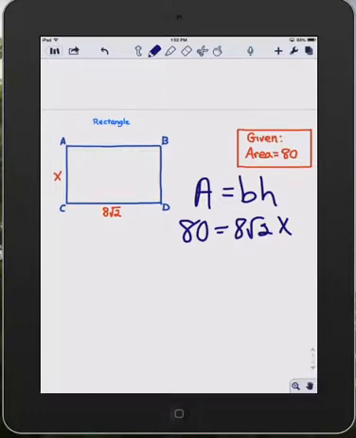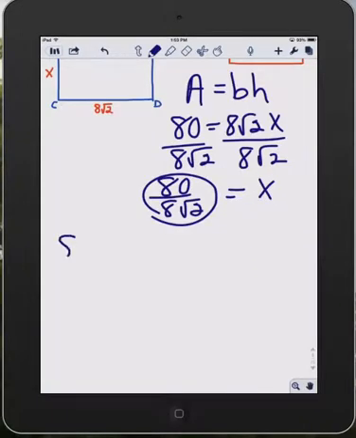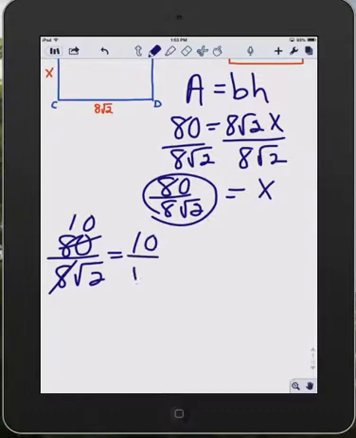We divide by the coefficient in front of that, which is 8 times square root of 2, and we have x equals that expression. But that's not in simplified radical form, so we'll go down below and simplify that. We have 80 over 8 times square root of 2. 8 goes into 80 10 times, so we have 10 over the square root of 2.